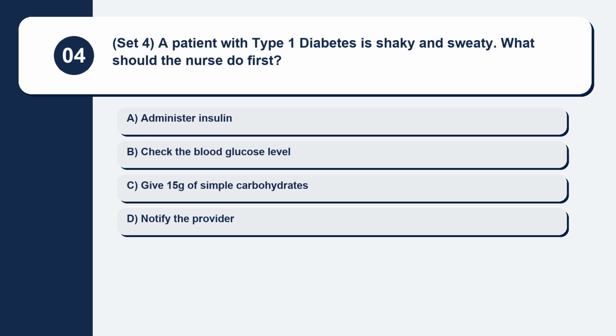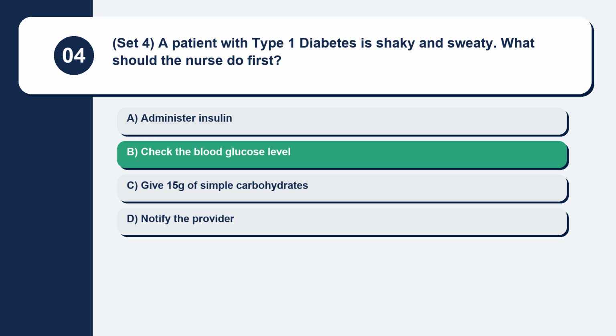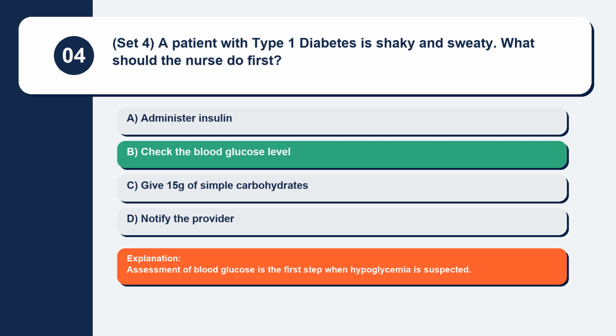Question 4, Set 4. A patient with type 1 diabetes is shaky and sweaty. What should the nurse do first? Administer insulin, check the blood glucose level, give 15 g of simple carbohydrates, notify the provider. Assessment of blood glucose is the first step when hypoglycemia is suspected.